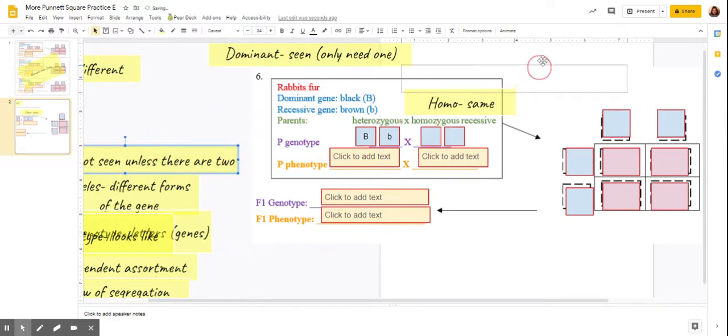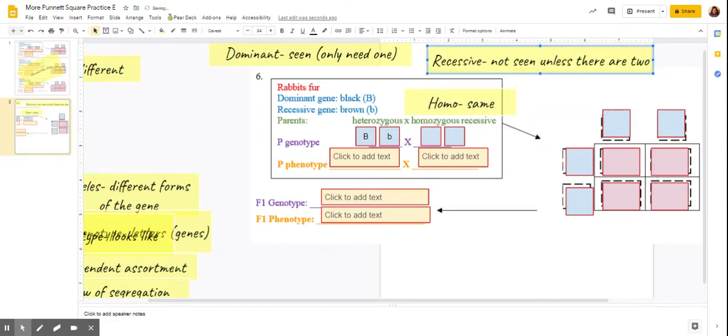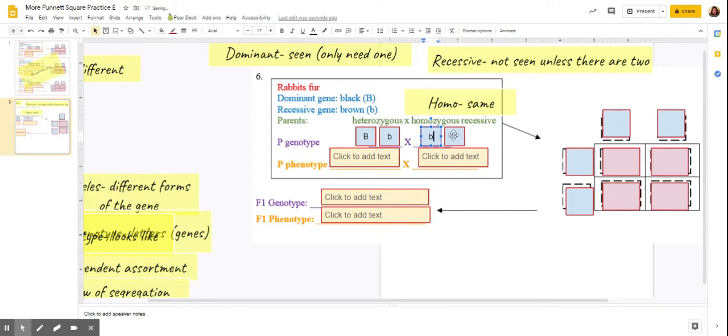Recessive is the opposite of dominant. So recessive means that it's not seen, or it's the little letter. And the only way we can see it is if there are two of them. So if it's homozygous, the same, that means that both of them are going to be little b's. So remember, anytime you see homozygous, think same, recessive, little. And the only time we ever see the trait from the little letter is if there are two of them.